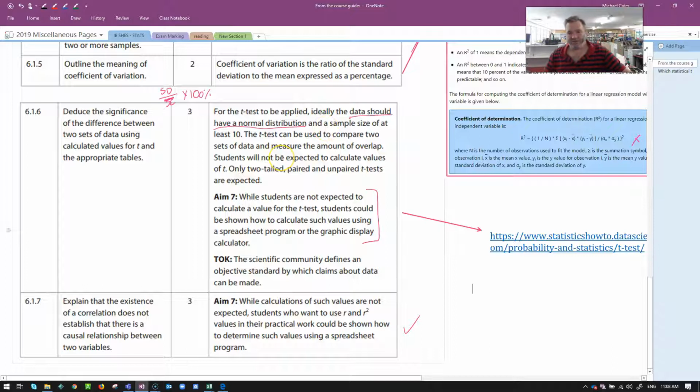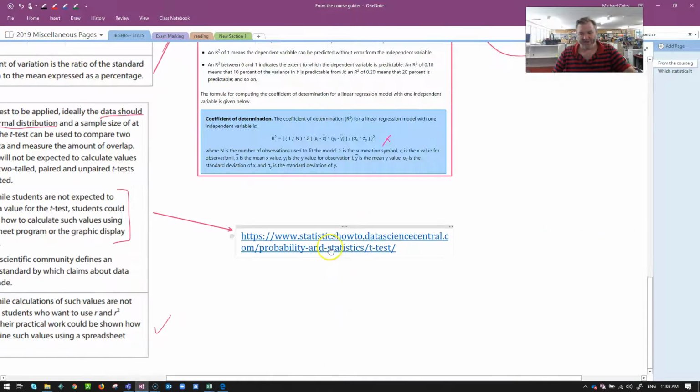Paired and unpaired just depends on whether you've got the same people working in two conditions or you've got two different groups. And again, you can look at that. While students are not expected to calculate a value for the t-test, they can be shown how to calculate such values using a spreadsheet program or the graphics display calculator. And there's a place where you can go that will probably take you through that fairly easily.